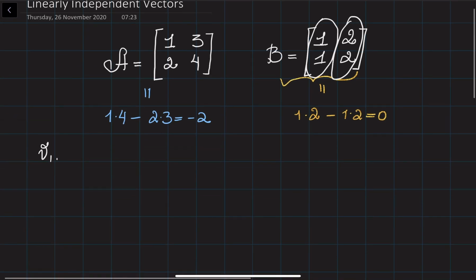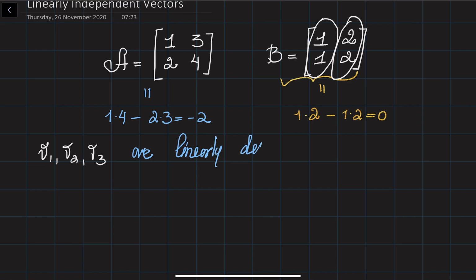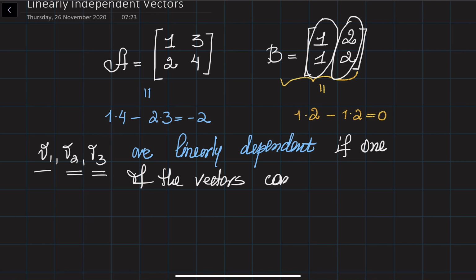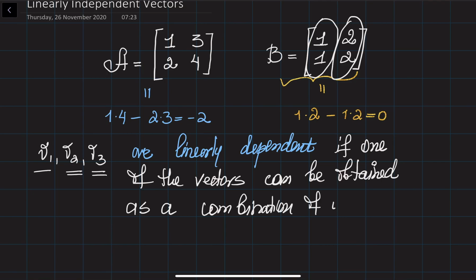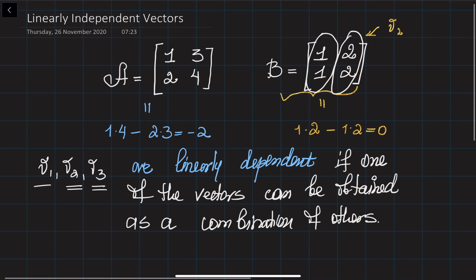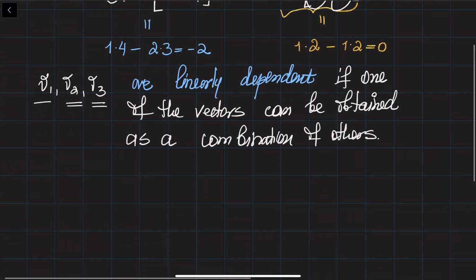So let's say you are given three vectors, v1, v2, and v3, and they're called linearly dependent if one of the vectors can be obtained as a linear combination of the others. So this is what we felt about this matrix, right? The second vector here, v2, can be obtained as a combination of v1 when you just multiply v1 by 2. So this is a very intuitive definition of dependent vectors.